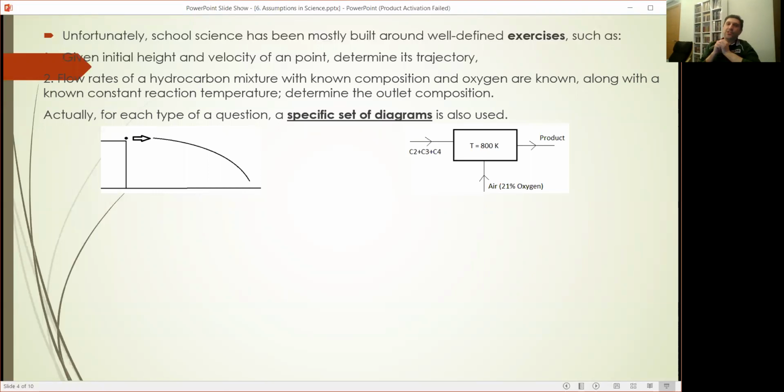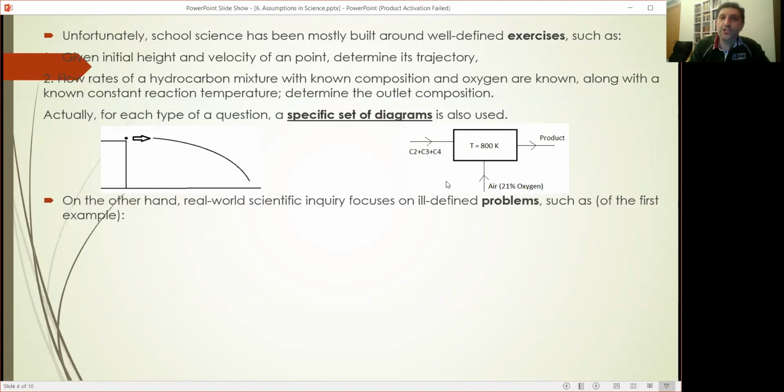Usually for each of these questions, there is a certain specific set of diagram types that is used. For instance, for a physics question, a diagram like this, showing the initial velocity, what we call projectile motion, or a typical mass balance question can be solved by this diagram. So usually in lectures, starting from high school, a certain diagram drawing procedure plus some equations are shown to solve specific types of well-defined questions. But in real life, as I said, real-life questions are actually problems, and they are ill-defined.